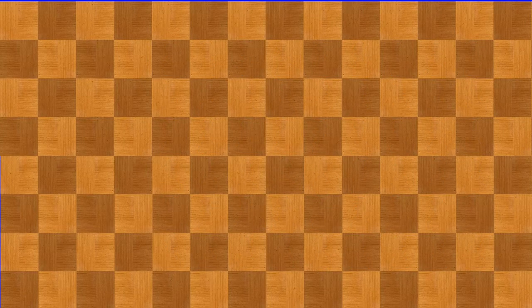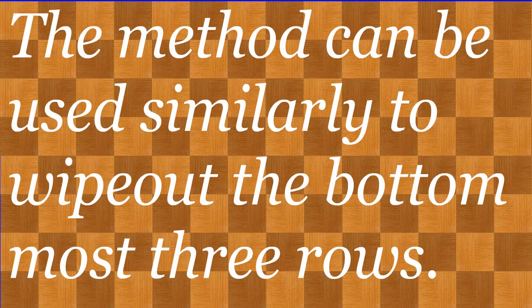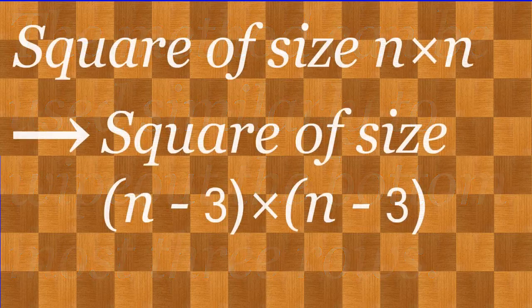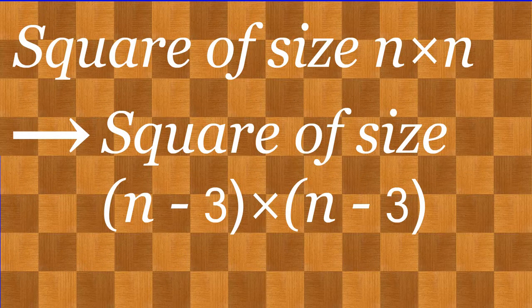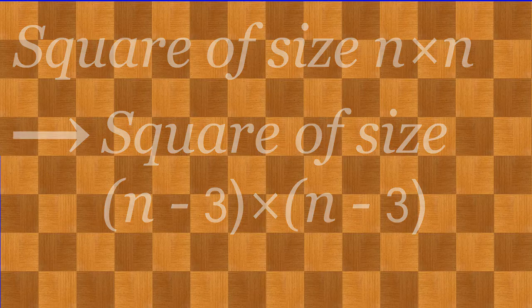The technique we showed, in order to wipe out the 3 leftmost columns from our rectangle of pawns, can be used in a similar way in order to wipe out the 3 bottom rows from our rectangle. Hence, if we start with a square of pawns of size n, then we can reduce its size to n minus 3 by wiping out the three leftmost columns, and then wiping out the three bottom rows.